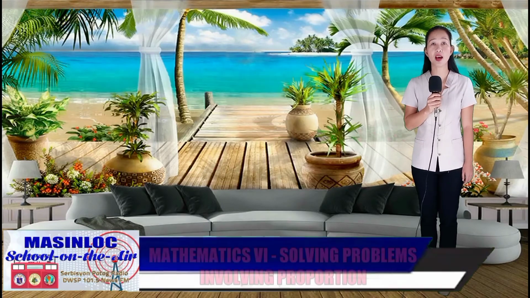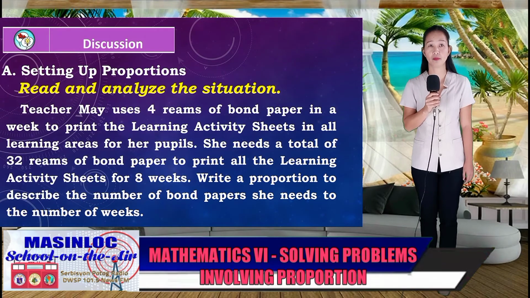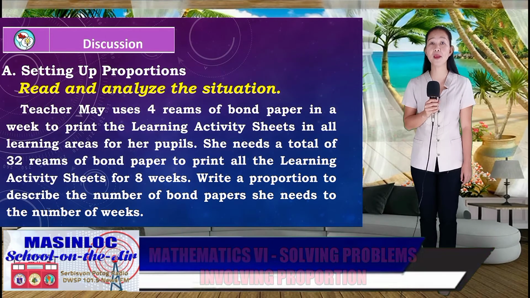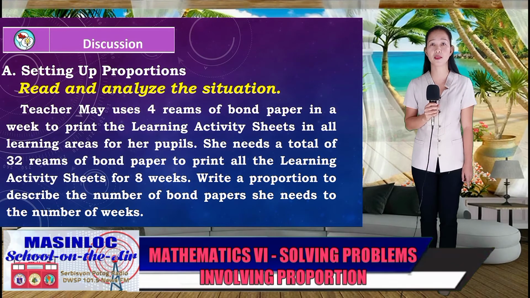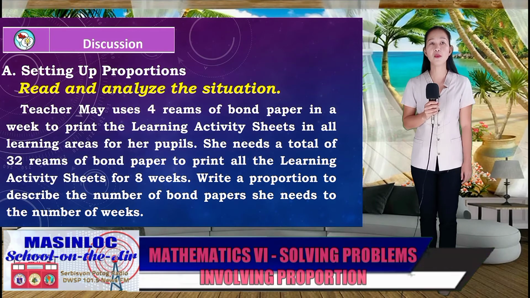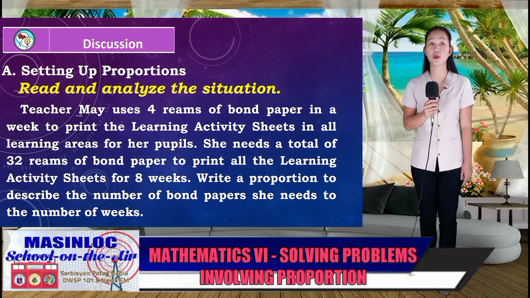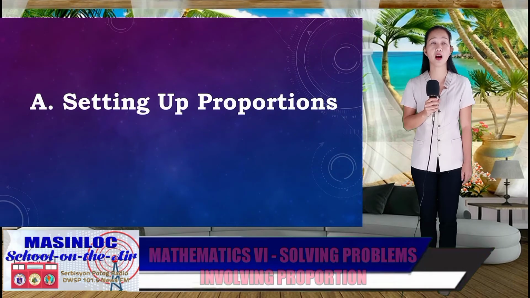First, we are going to study how to set up a proportion. Read and analyze the situation. Teacher may use 4 reams of bond papers in a week to print the learning activity sheets in all learning areas for her pupils. She needs a total of 32 reams of bond papers to print all the learning activity sheets for 8 weeks. Write a proportion to describe the number of bond papers she needs to the number of weeks. In the previous lesson, you have learned that the order of terms in writing a ratio is important. In this lesson, we will apply the same rule in setting up our proportion.